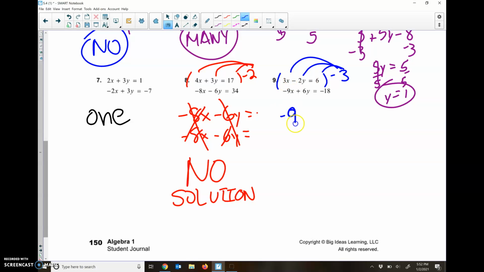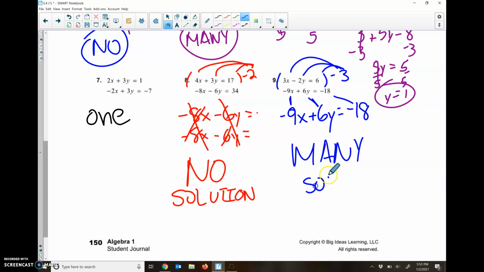3x times -3 is -9x. -2y times a -3 is a +6y. And 6 times a -3 is a -18. So now if I look at it, -9x, -9x, they're the same. 6y, 6y, they're the same. -18, -18, they're the same. So this one is going to be a many solutions one.